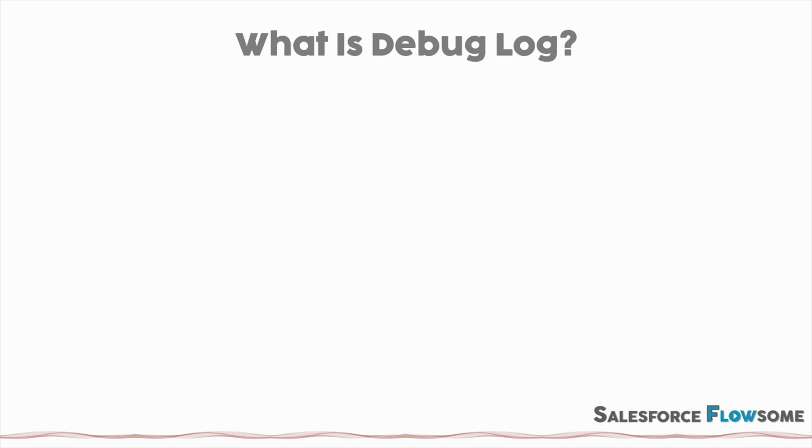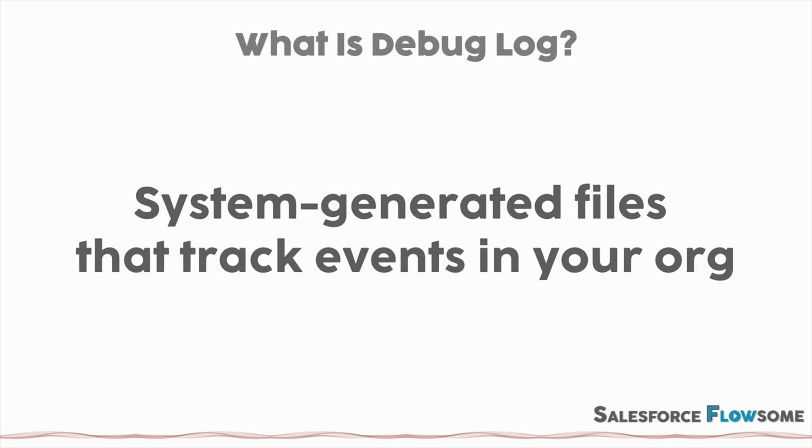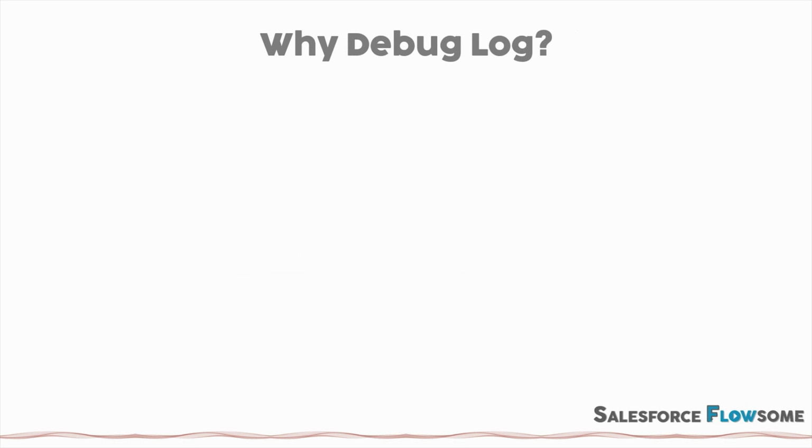First of all, what is debug logs? Debug logs are the system-generated files to track events that occur in your org. There are many types of events, and automation is one of them. This means that whatever happens in your flow, you can see them in the debug logs. So the first question to ask is, why do we need debug logs when we can debug in Flow Builder? I will call that a flow debugger. There are many reasons behind it.